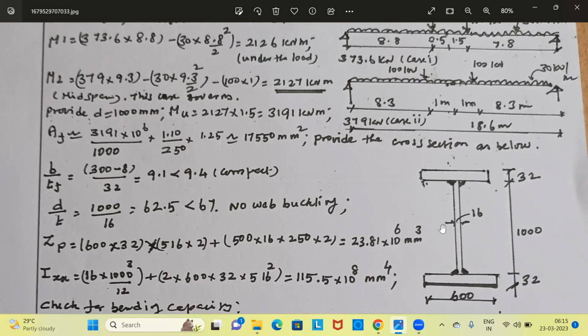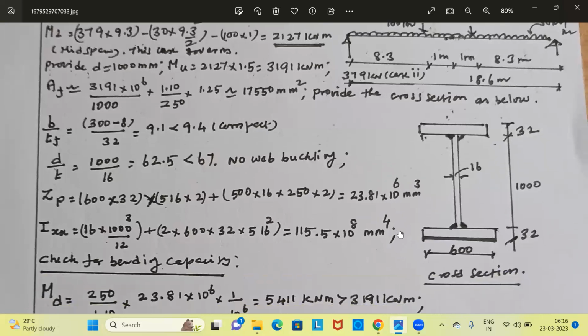Now for the web area. Web area, you divide this into two portions. Top portion 500 mm by 16 mm, bottom portion 500 by 16 mm. This is the area. And what is Y bar? Y bar is concentrated at a distance of 250 mm from the neutral axis. 500 is half of the depth, and half of that is 250 mm. Similarly for the top portion and bottom portion, so you have to multiply by 2. Area is 500 into 16, Y is 250. There are two areas, one at top and one at bottom, multiplied by 2. This gives 23.81 into 10 power 6 millimeter cube. This is ZP, the plastic modulus of section.